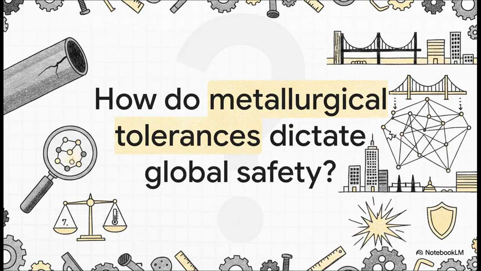Which leaves us with a fascinating final thought to consider as we wrap up this explainer. If a single decimal point change in a carbon equivalent formula or a slight deviation in a hot rolling process can alter the entire grade and weldability of the steel, how much of our global infrastructure safety relies entirely on these microscopic metallurgical tolerances? Mastering this complex blueprint doesn't just make a pipe, it literally prevents macroscopic catastrophes.